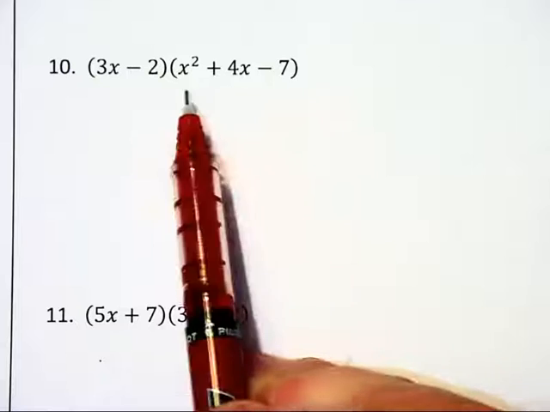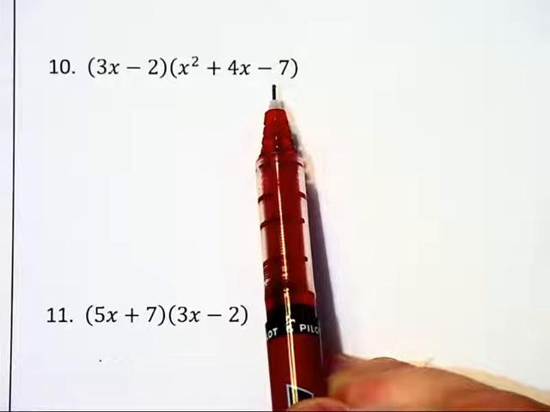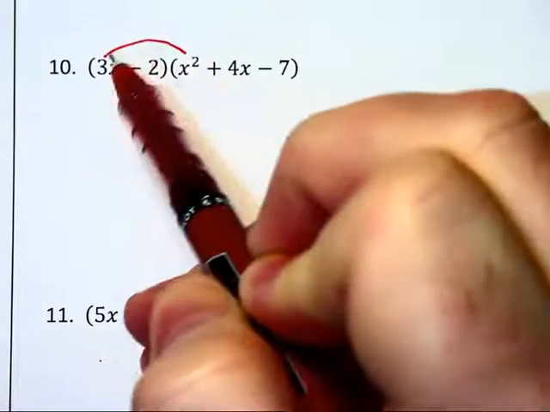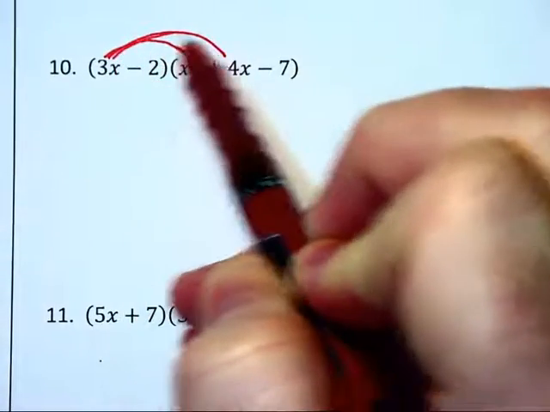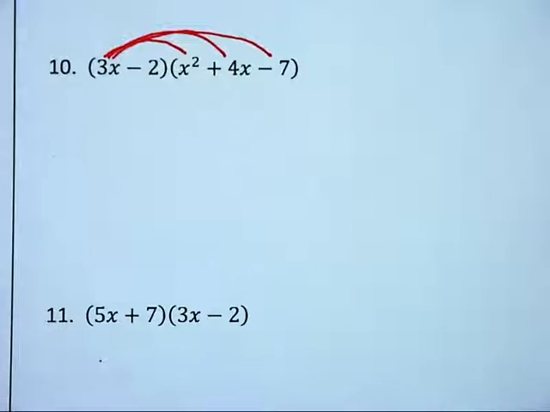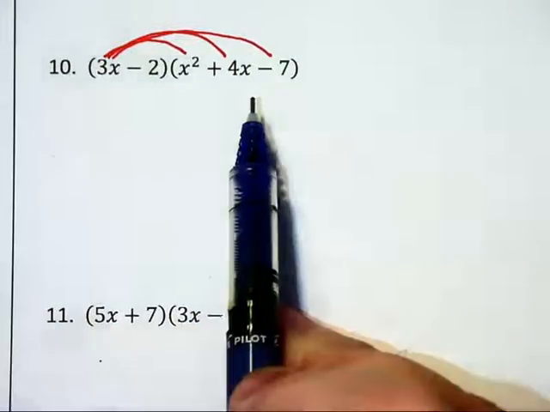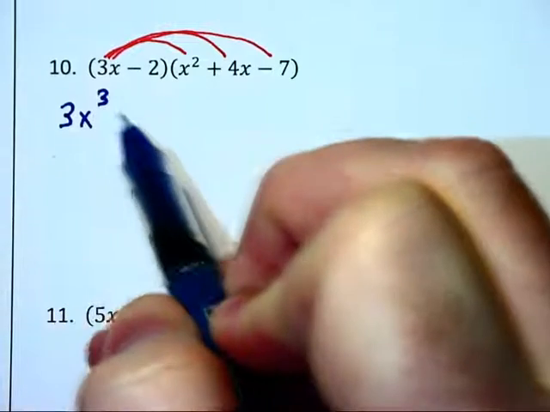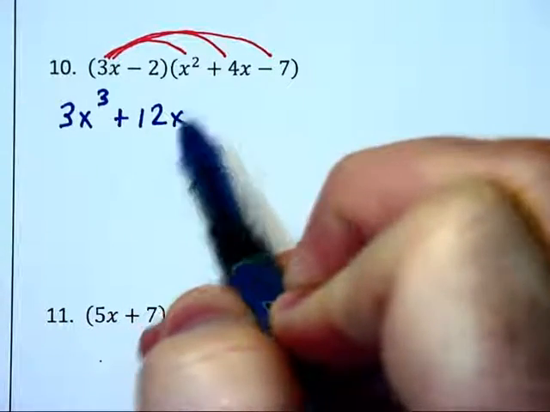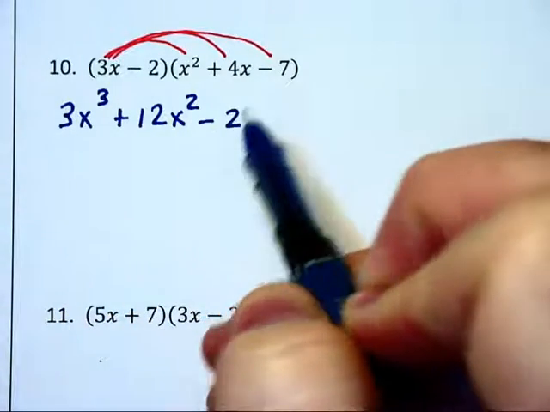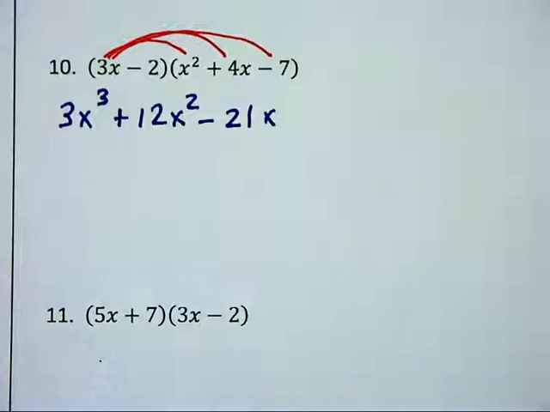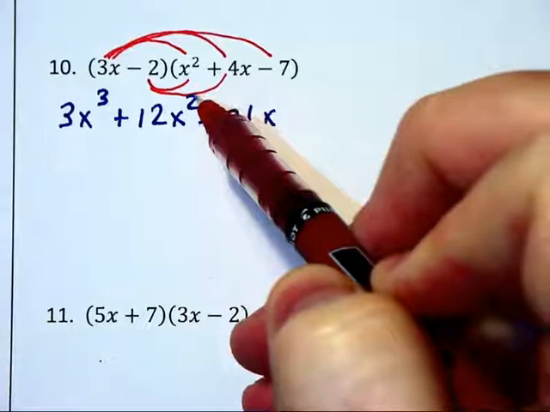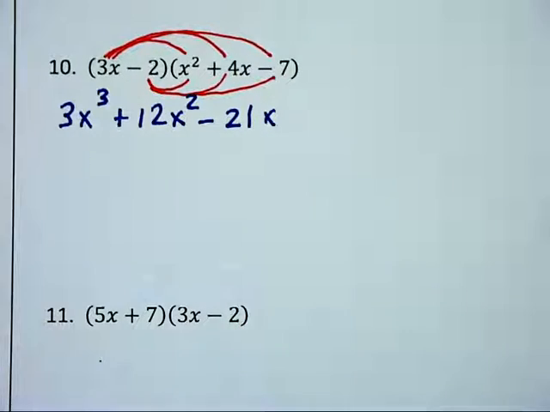In this case we have a trinomial, so that acronym FOIL will not work. We really do have to think of this as a super distribution problem where 3x gets multiplied by each term in the second parentheses, giving us 3x to the third plus 12x squared minus 21x, and then we need to take the negative 2 from the first parentheses and multiply it by each term in the second parentheses.